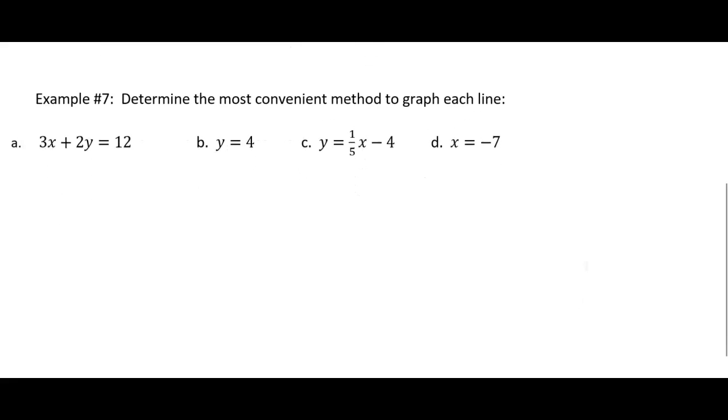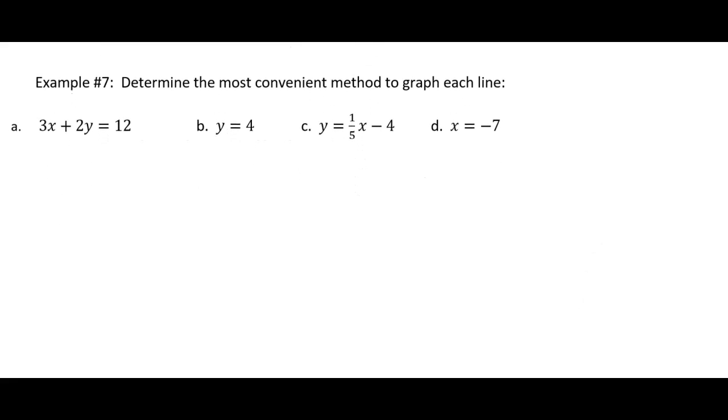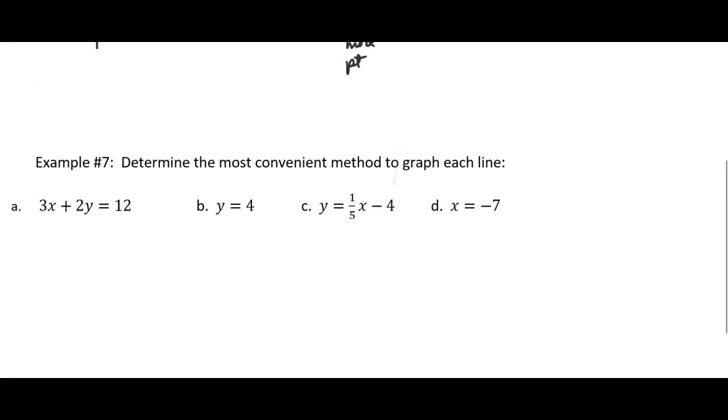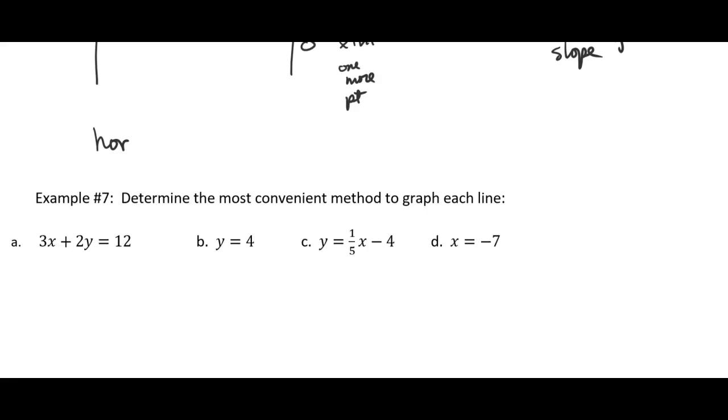Okay, so determine the most convenient method to graph each line. Oh, one thing I didn't talk about is also sometimes we just know there are horizontal lines, which say y equals some number, and then there's also vertical lines, x equals some number, and those we can just plot the value and draw the horizontal line or the vertical line. Okay, so determine the most convenient method to graph each line.